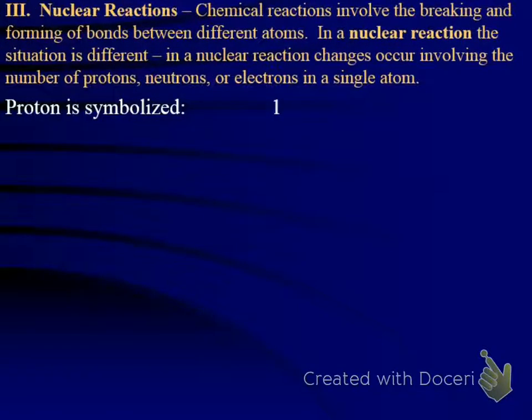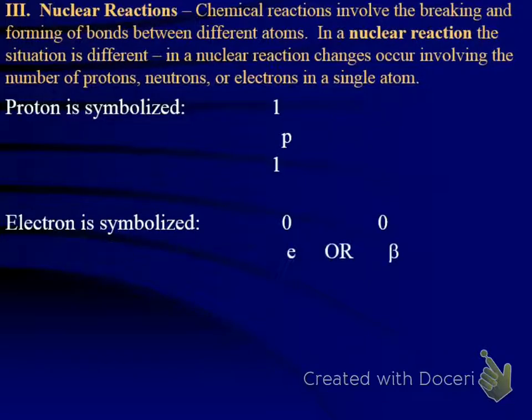All right, nuclear reactions. In nuclear reactions, we're going to involve the protons, neutrons, and electrons of a single atom. This is how we symbolize a proton. Remember mass number, atomic number, so it makes sense that it's 1 and 1. An electron is symbolized with a negative 1 on the bottom because it doesn't have an atomic number, and 0 on top because it does not contribute to the mass number. Sometimes if it's beta, we'll use that funny looking B. This is just to show you how we're going to write these.